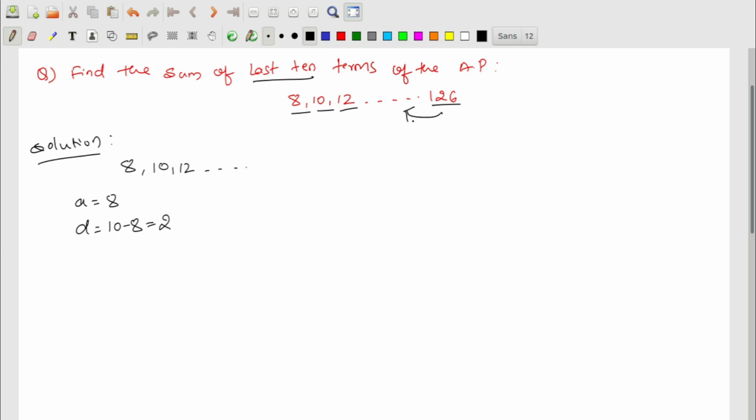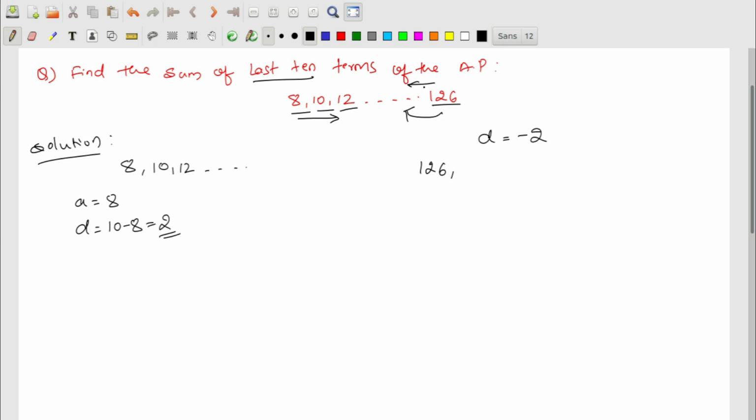So now in such cases there are two different methods, but I suggest you go with the method that I follow, because it is short and you will get an answer in a few steps. Better take this last term 126 as your first term and make a new AP from 126. From 8 to 126 the common difference is 2. If you come from 126 to 8, then the common difference will become minus 2, right?